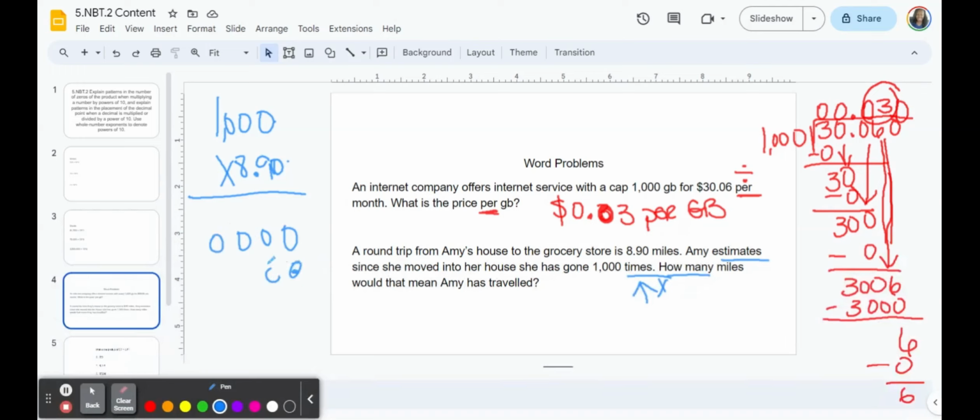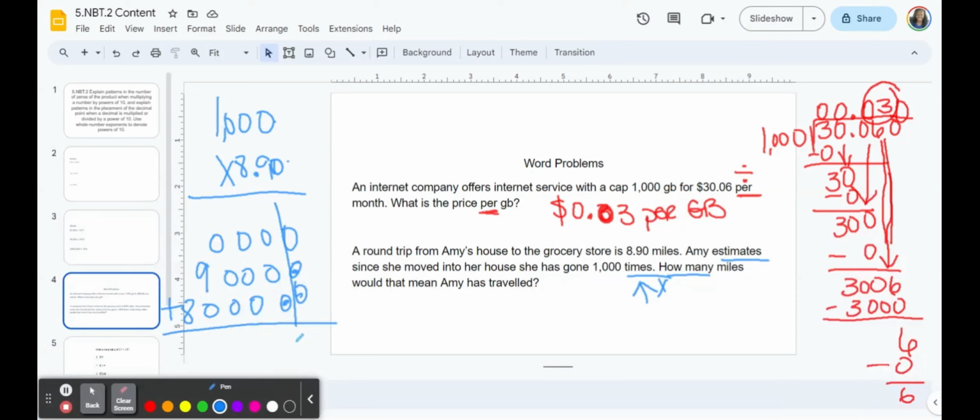9 times 0 is 0. And then 2 more 9 times zeros. And then 9 times 1 is 9. All right, then my 2 placeholder 0s. 0 times 8, 0. And then got to do it 2 more times. And then we have 8 times 1, which is 8. So now we got to add.